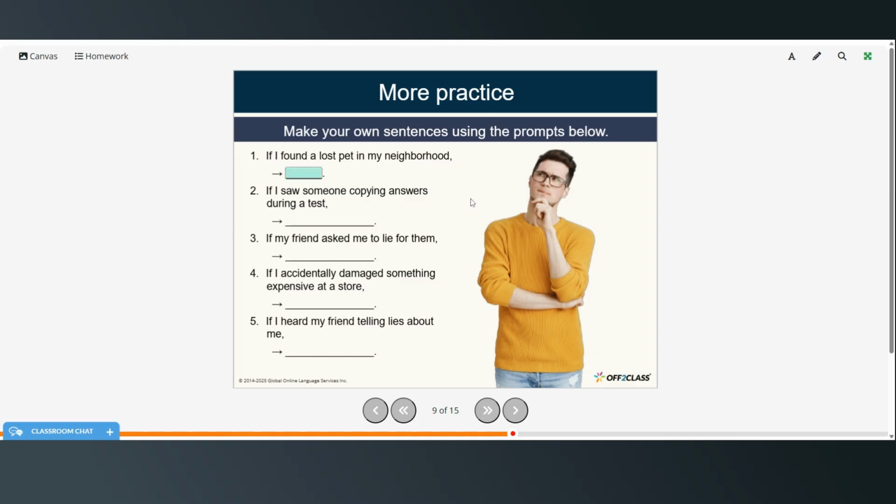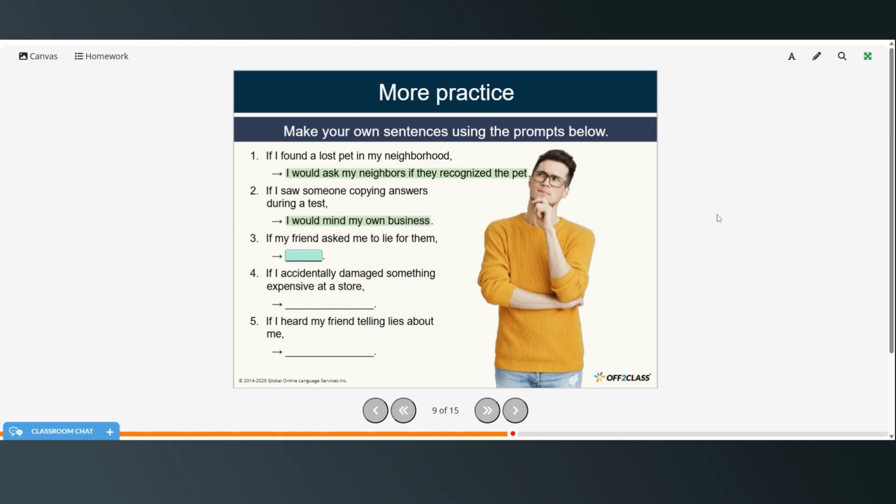So if I found a lost pet in my neighborhood, I would ask my neighbors if they recognized the pet. If I saw someone copying answers during a test, I would mind my own business.